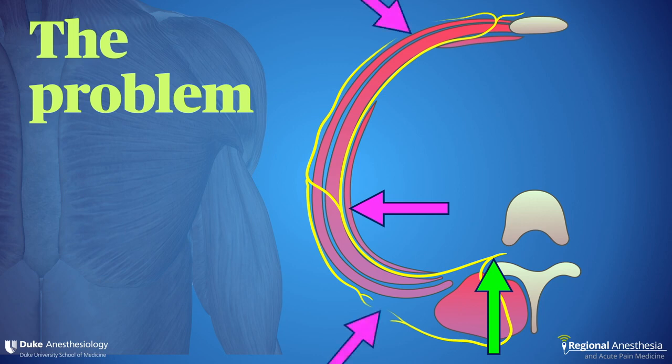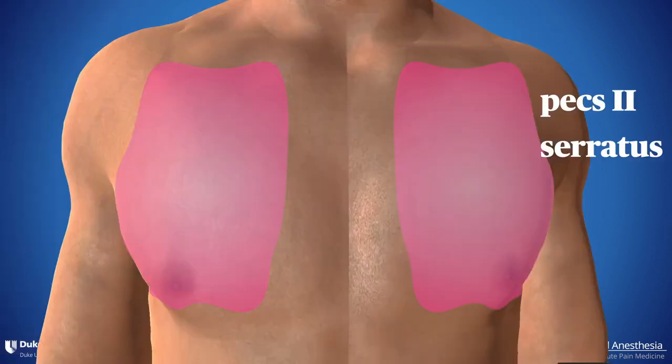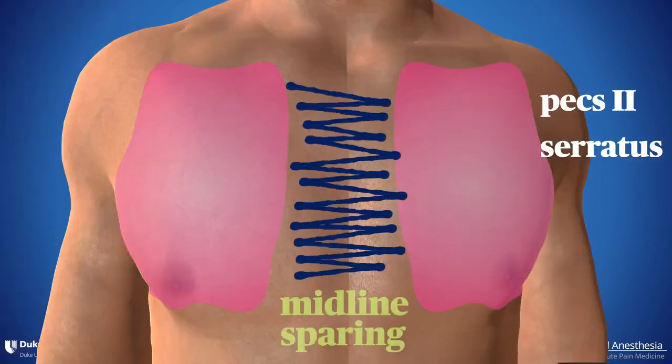This is the target for the PECS 2 and serratus fascial plane blocks. You can see that if you only anesthetize the lateral cutaneous nerves, you do miss the midline. And we certainly see this with both PECS and serratus. There is midline sparing. For breast surgery, it's often enough just to perform some local infiltration of the soft tissues. However, for trauma or surgery of the deeper midline chest, subcutaneous infiltration is not going to cut it, and we need to target the anterior cutaneous nerves themselves.